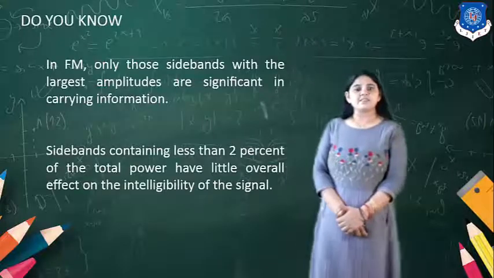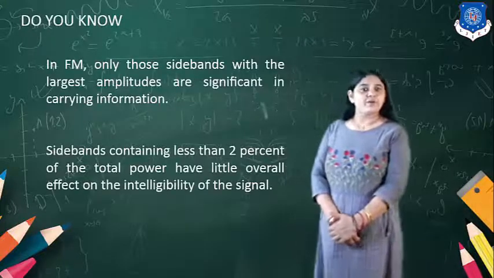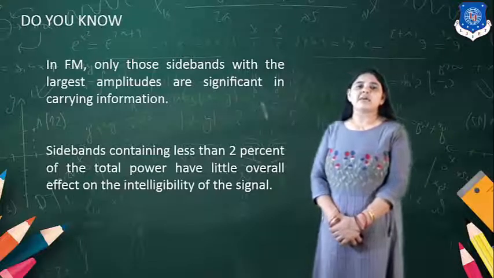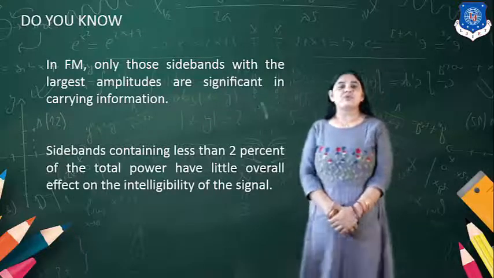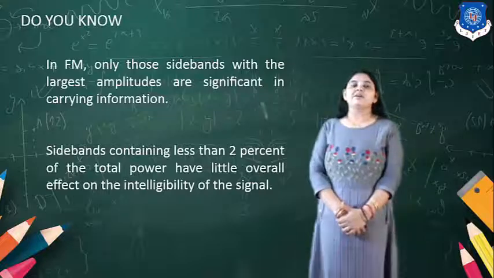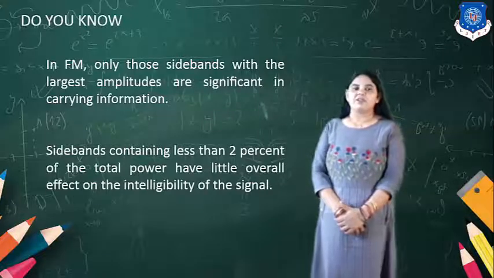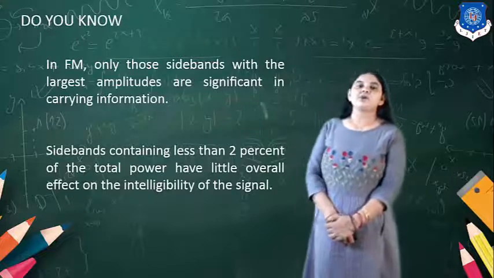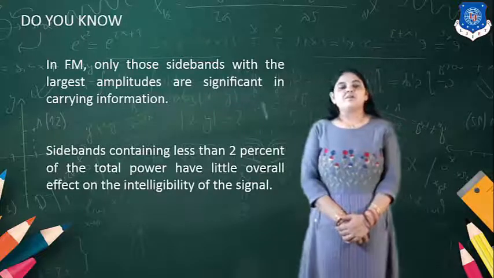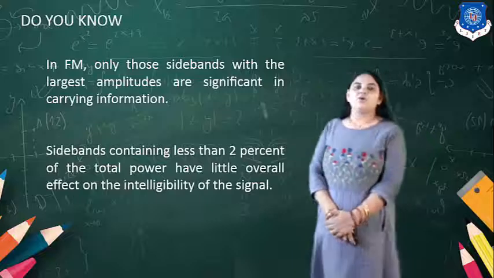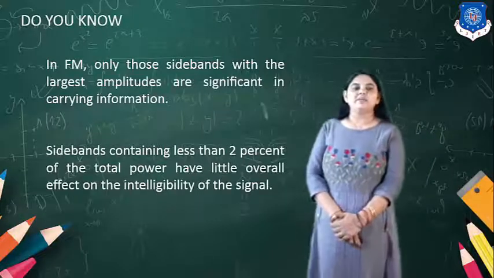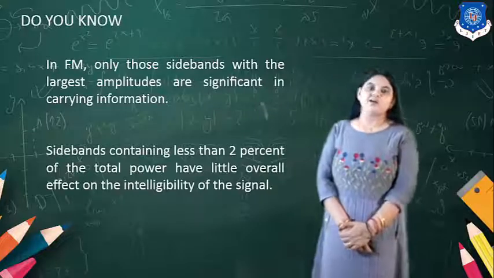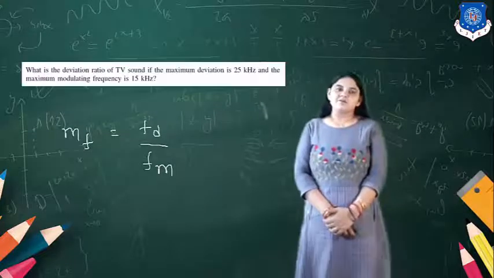Now, do you know this fact about the FM wave? In FM, only those sidebands with the largest magnitude are significant in carrying the information, and the sidebands containing less than 2% of the power have little overall effect on the intelligibility of the signal. So this is the fact about frequency modulation.